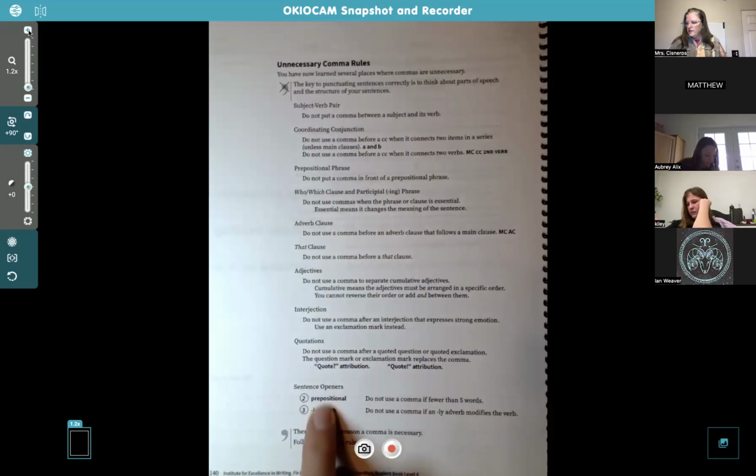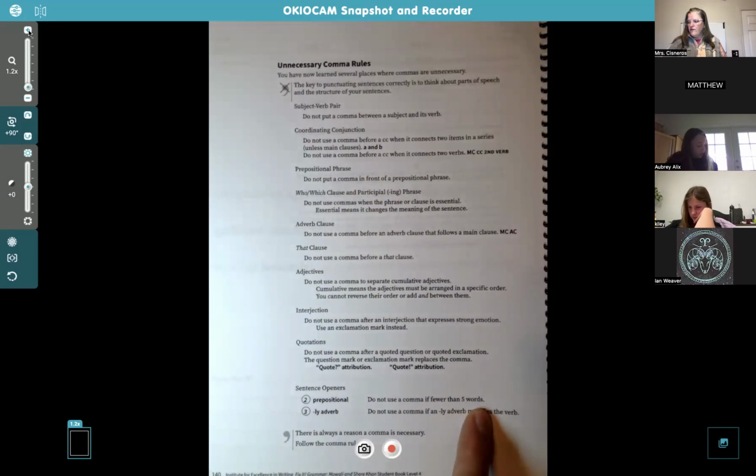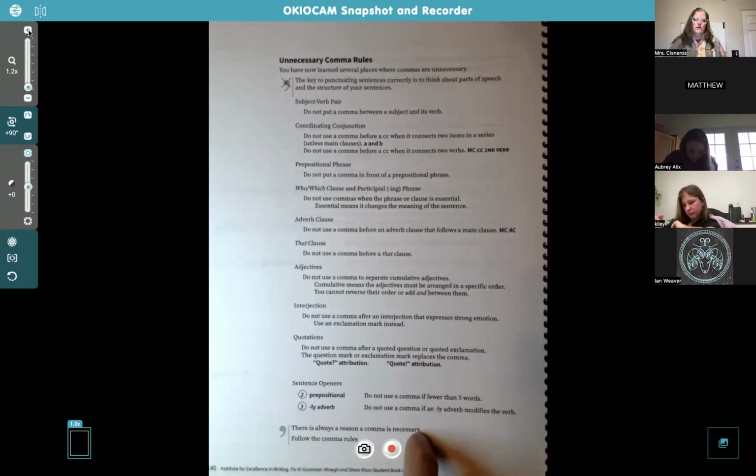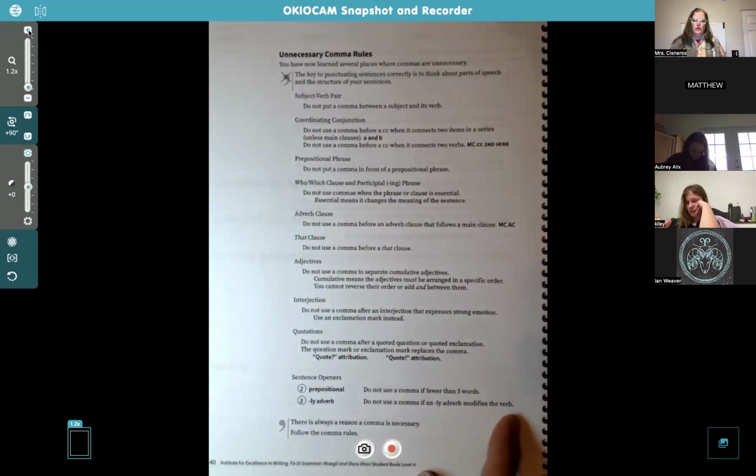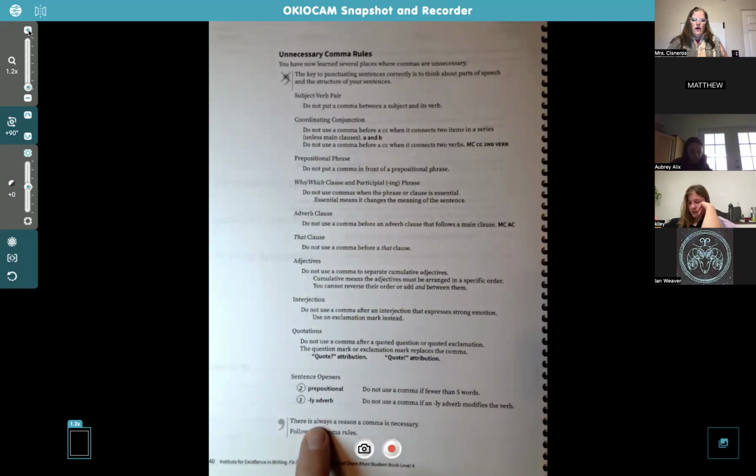And then there are two sentence openers. Do not use a comma if fewer than 5 words for that prepositional opener. Do not use a comma if the ly modifies the verb. There is always a reason a comma is necessary. Follow the comma rules. I love how they just throw that in at the end.